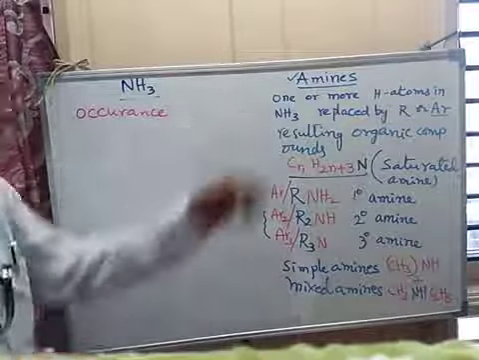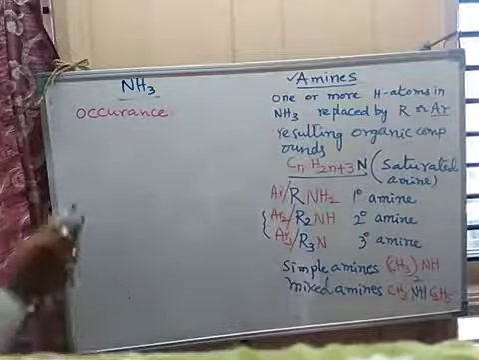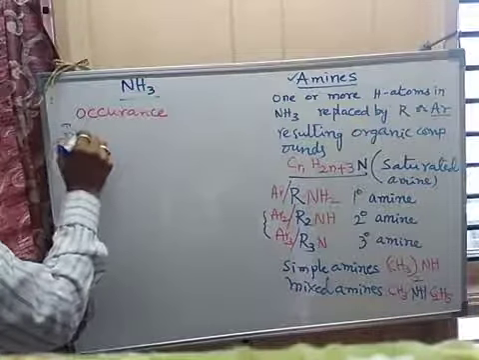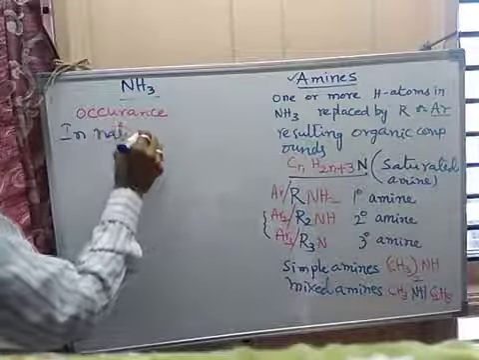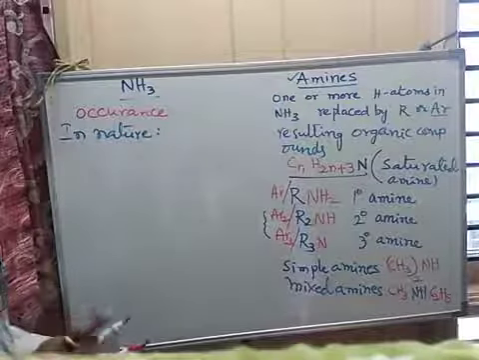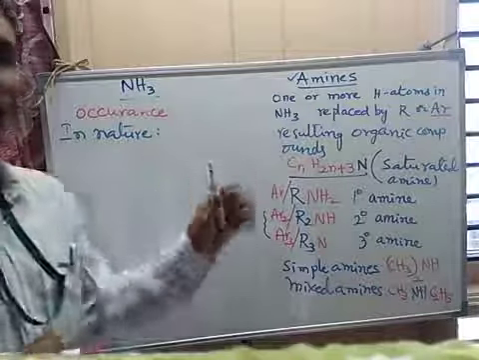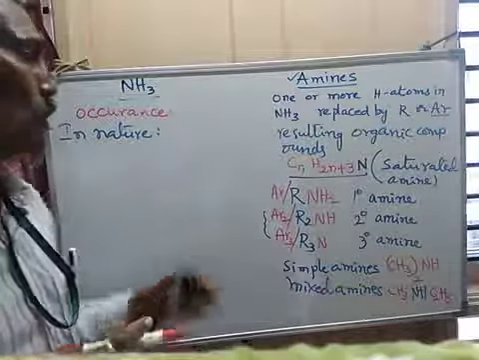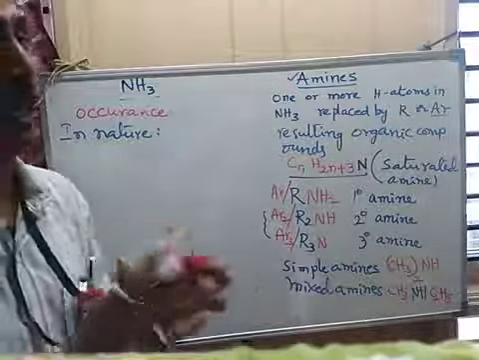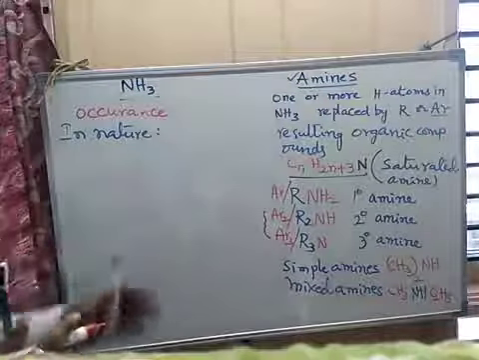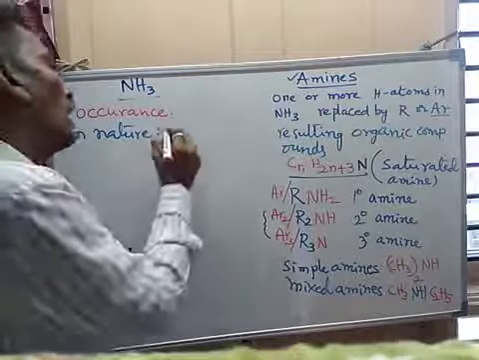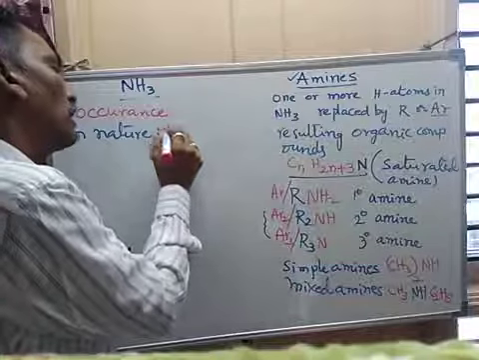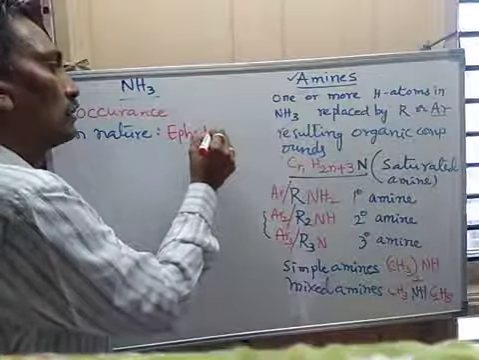And come to occurrence. Where are these available? These are available in nature. In nature, where are they available? In animals as well as in plants. Some plants produce compounds containing nitrogen with a ring, and this is known as alkaloid. And the alkaloid example given here is ephedrine.